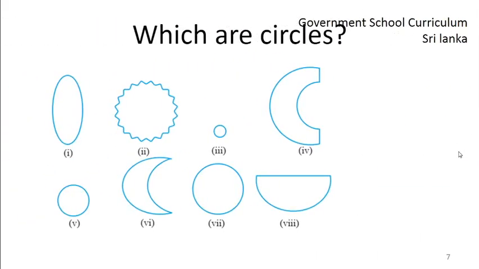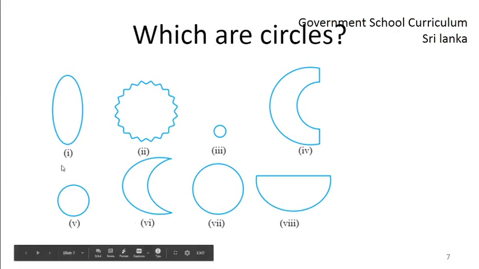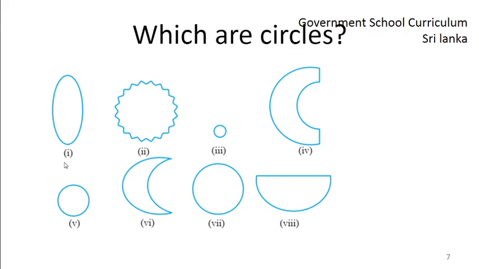Which are circles? Here we have to find out circles. The first one, what can you say? Is this a circle? No, this is not a circle. Draw two lines passing through the middle, and you will be able to see that one line, from here to there, is a vertical line, and if you draw a horizontal line it is small, the vertical line is large. So that is not a circle.